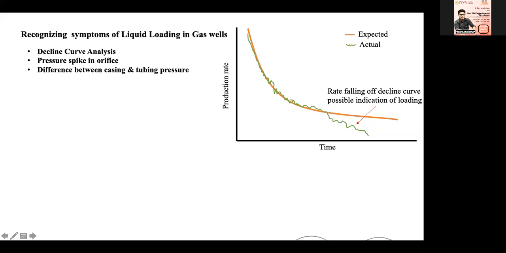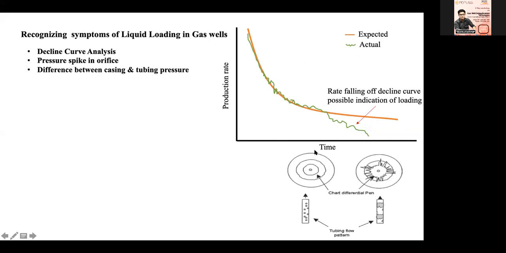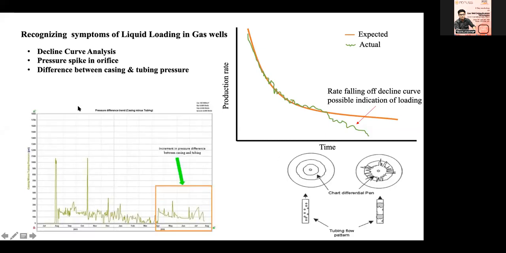And the second thing is, when you are producing the liquids from the wellbore to the surface, it will flow through your orifice meter. In this case, you will notice some spikes in your chart, your casing or your tubing, because your well will be flowing liquid as well as gas. So there will be a difference in the pressure when it flows through the orifice. You will see a spike. And the third thing is, you will notice there is an increase in the casing pressure as well as the tubing pressure. The difference in casing and tubing pressure will increase.